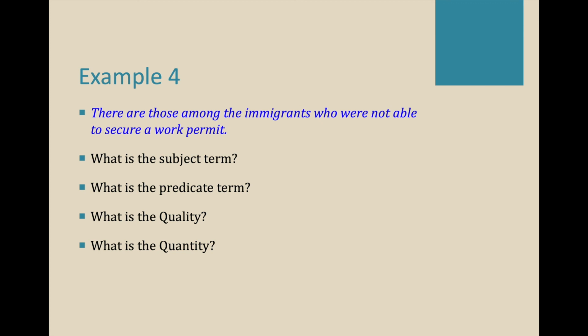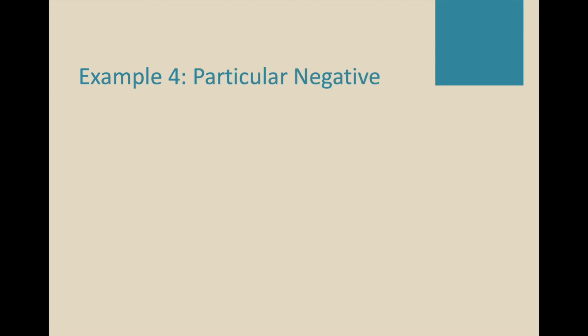But what is the quality here? If we look closely, we see the word not, right? And not tells us this is a negative statement. In other words, it's a statement that denies a class inclusion. And then the question is, does it deny that class inclusion for every member of the subject term class or just some? And in this case, the language tells us it's particular. There are those among, that's not universal, but it's particular. In other words, some immigrants are not able to secure a work permit. So we see this in standard logical form. It looks like this.